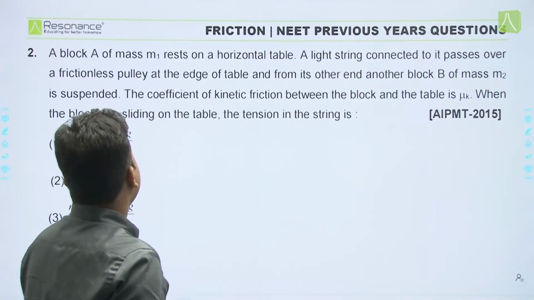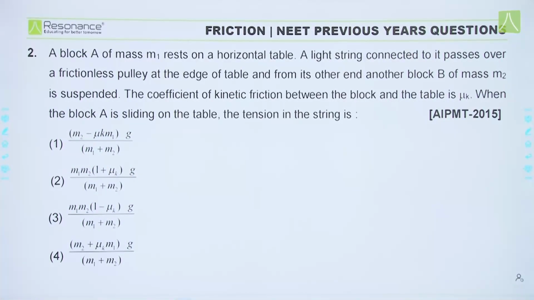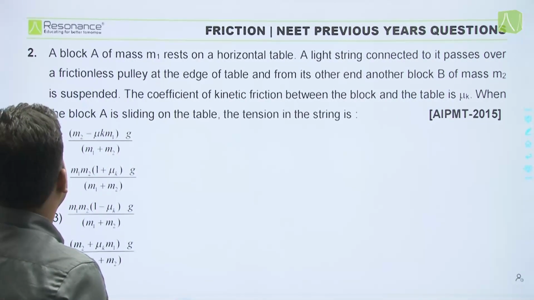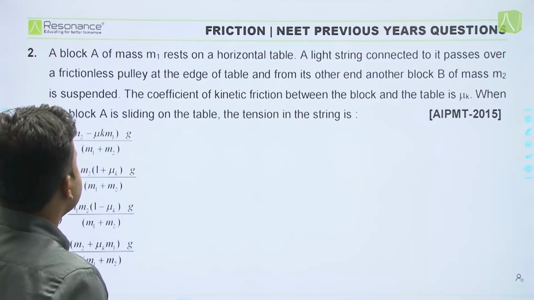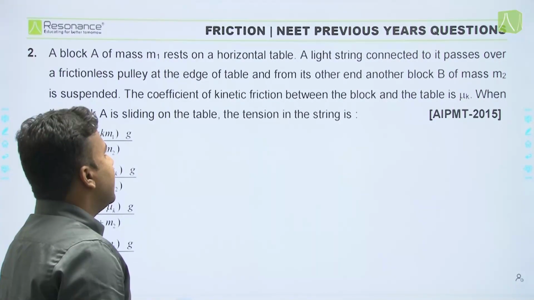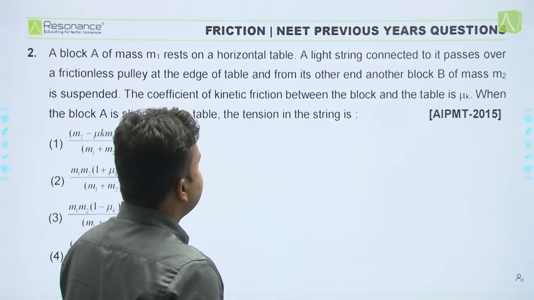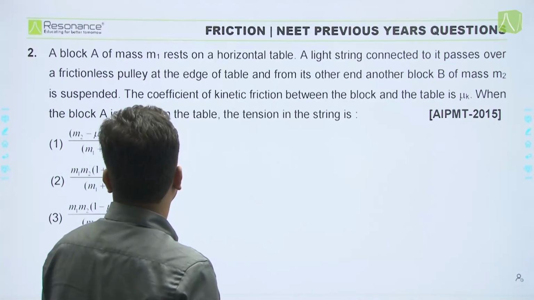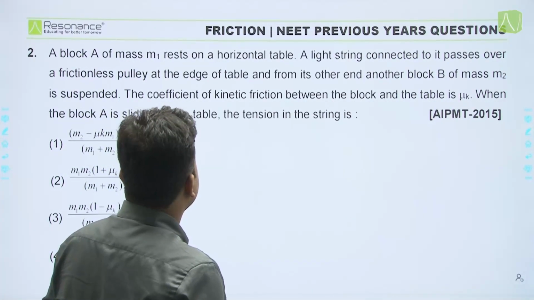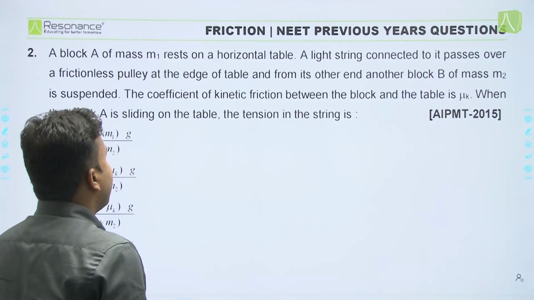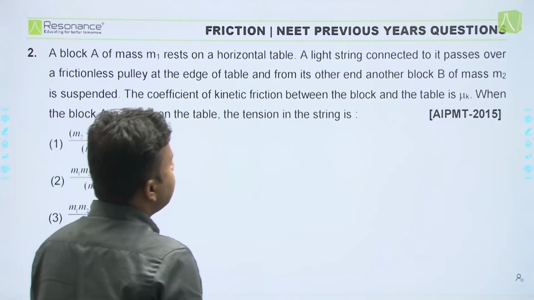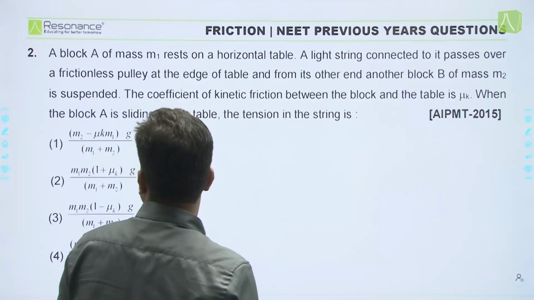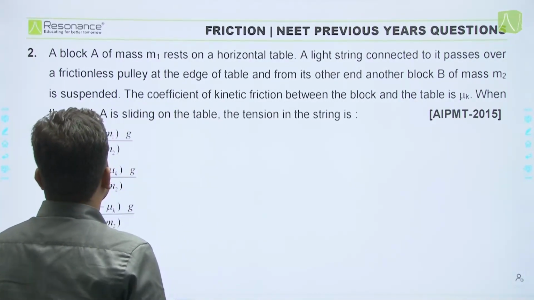The next question is: a block A of mass m1 rests on a horizontal table. A light string is connected to it, passes over a frictionless pulley at the edge of the table, and from its other end another block B of mass m2 is suspended.